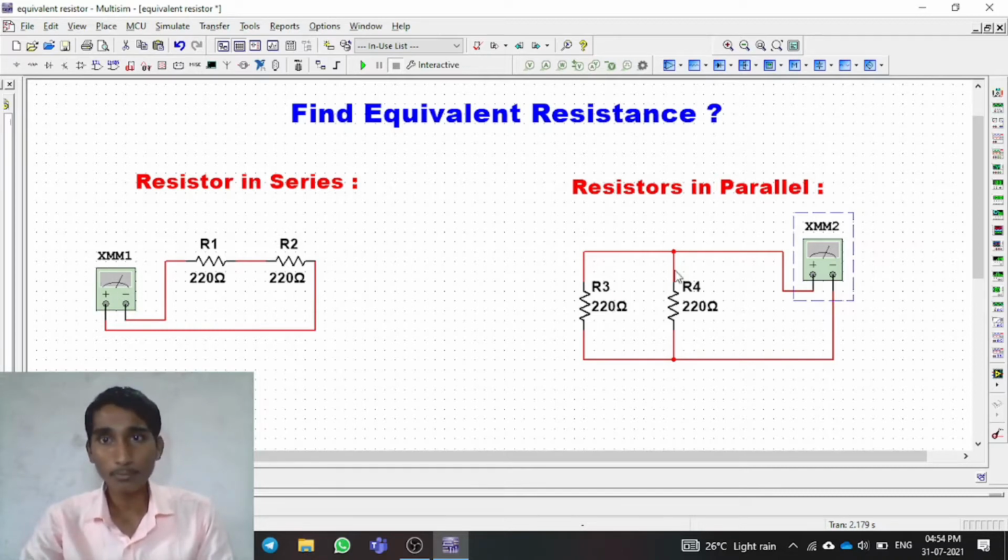And similarly we have two resistors of 220 ohm connected in parallel. Both are connected in parallel, means both the ends of a single resistor are connected with the other resistor. You can see one end is connected to here and the second end is connected to here, means both are connected with each other on both ends, and we will measure the resistance across them with the help of a digital multimeter. This is our second digital multimeter. Now we will run the simulation and see the values, so we will verify them in our practical workbench.